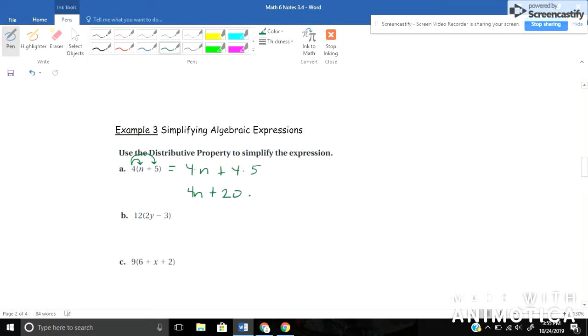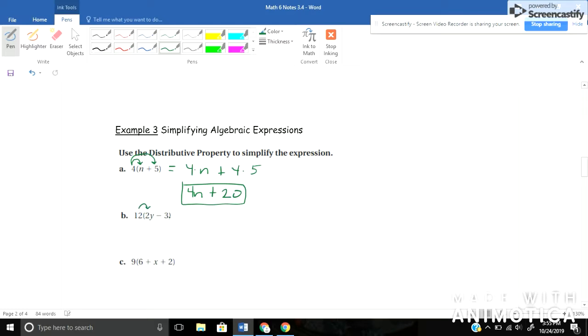And I cannot combine these two because this one doesn't have an n. These are not like terms. This is as simple as I can get it. Okay, that would be my final answer. That is the expression they're looking for. Okay, very similar to the next one.